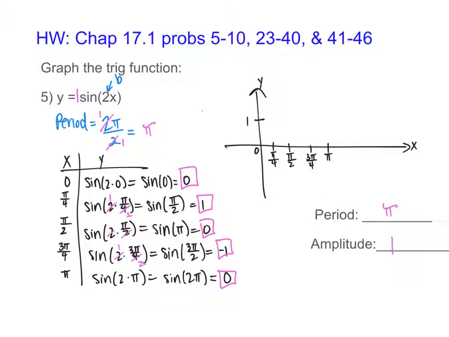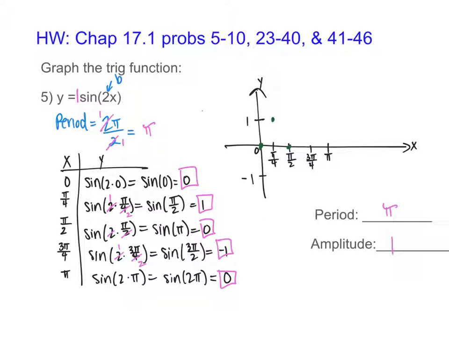It's a little low. Let me bring that up just a little bit. All right, so I'm going to plot my points now. So the first point's at 0, 0. The second point's at pi over 4, then 1. So that's up here. And then at pi over 2, it's at 0, so back down to the x-axis.